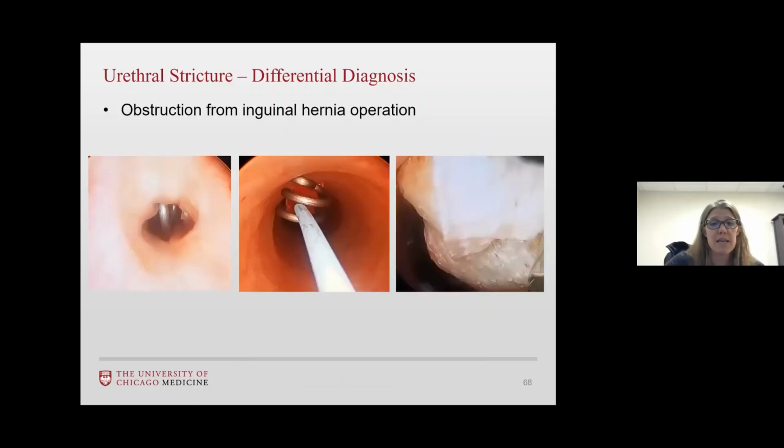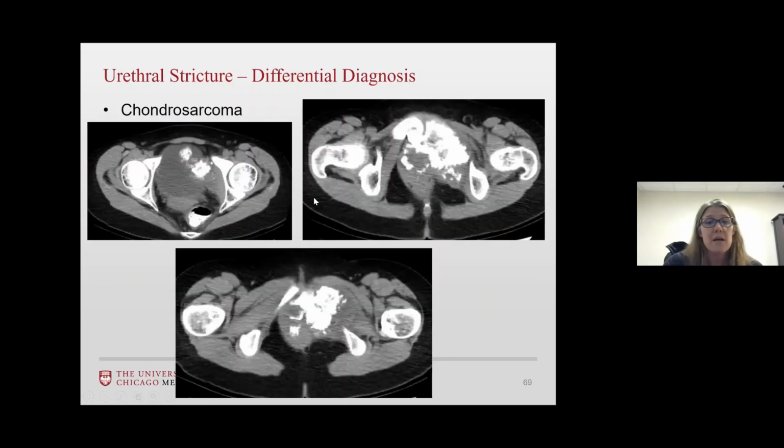This was an interesting case. It was an inguinal hernia repair, and the mesh had eroded, and the coils had eroded into the bladder and the urethra. So you can see a little bit of a stricture with a coil behind it. That was an interesting case.